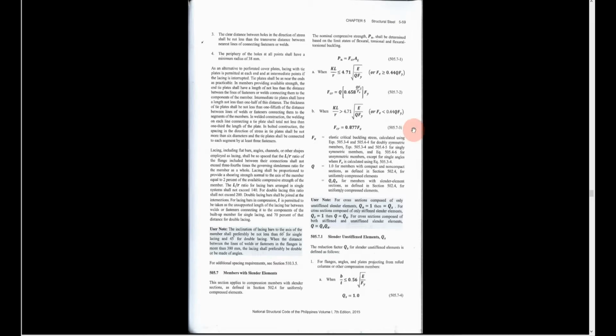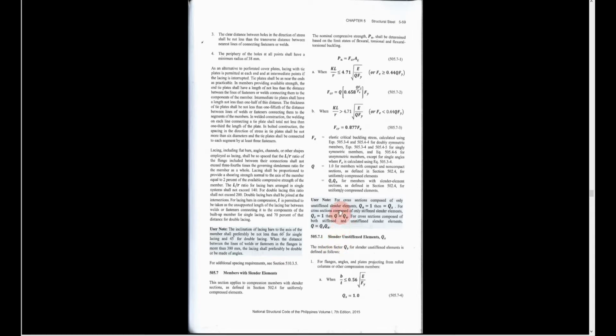So here is an important note. For a cross-section composed of only unstiffened slender elements, QA is equal to 1, then Q is equal to QS. For cross-sections composed of only stiffened slender elements, QS is equal to 1, then Q is equal to QA. And for cross-section composed of both stiffened and unstiffened slender elements, Q is equal to QS multiplied by QA.